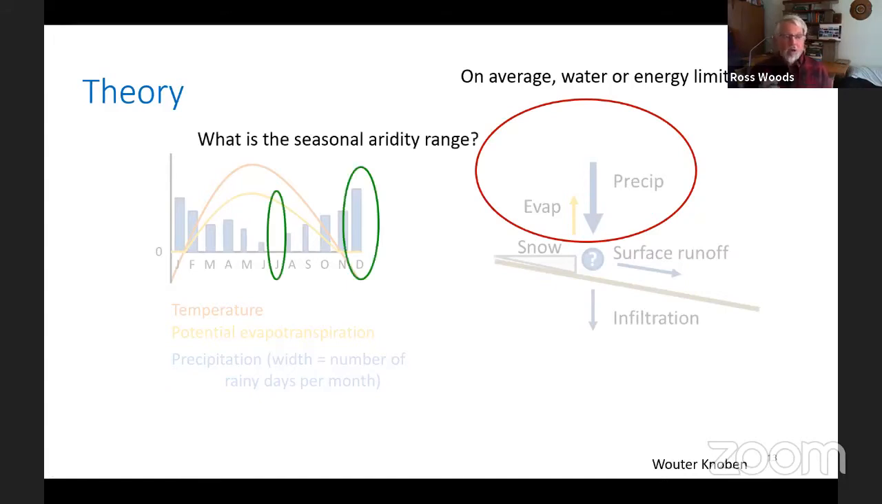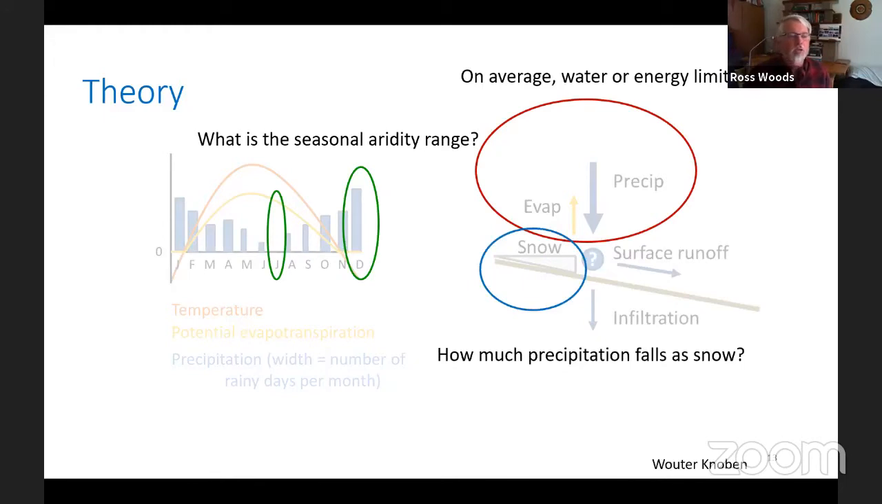Then we would find some metric to say, what is the range of aridity within the year? So is there a part of the year which is very dry and another part which is very wet, so that we have a strong seasonal cycle in water availability? Or is this a place where the net water supply stays fairly consistent through the year? And the third metric we used again was how much precipitation falls as snow.